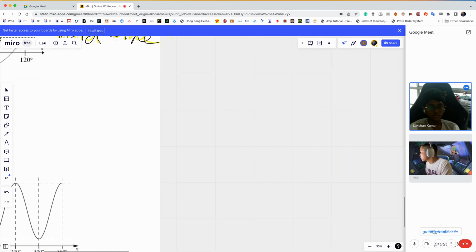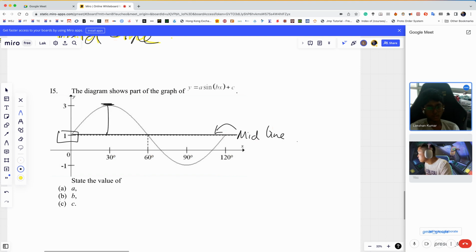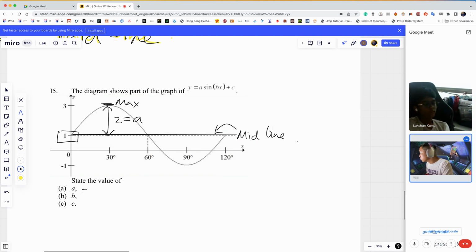Hold on, sorry. You should be looking at question 15. Are you looking at 15? Okay, good. So this is the midline. Can you put your cursor on the midline so that I know what you are looking at? Okay, yes. Then your midline is at 1, right? And then the max point is 3, right? So midline to max is the distance, the amplitude, which is 2 in this case. So A equal to 2.